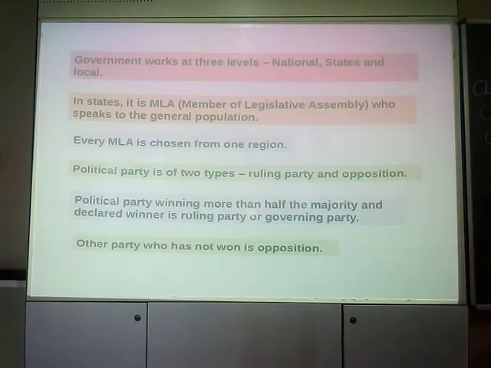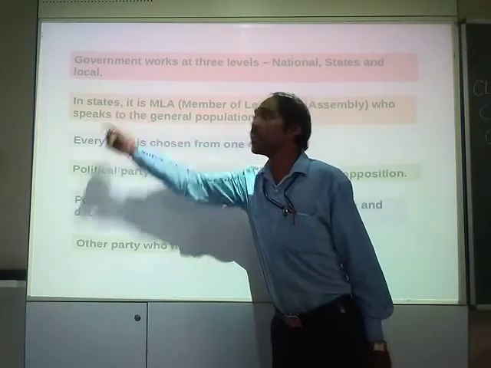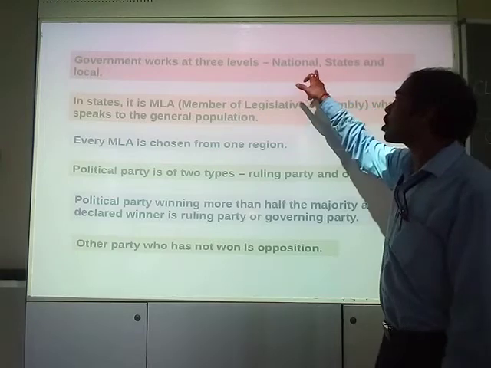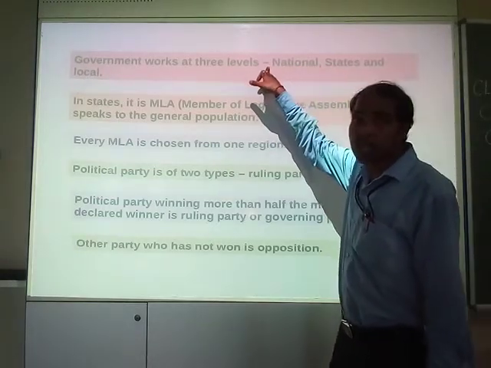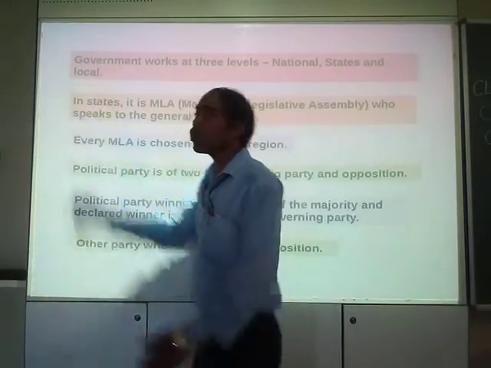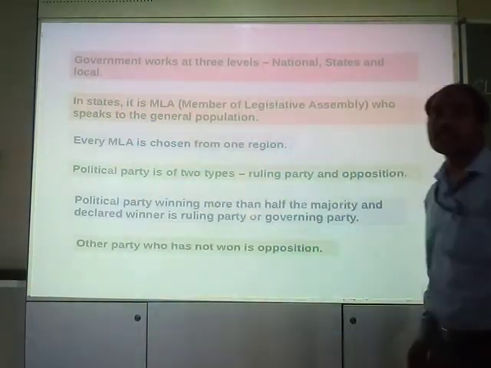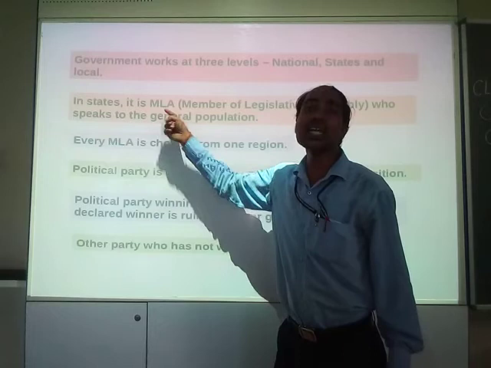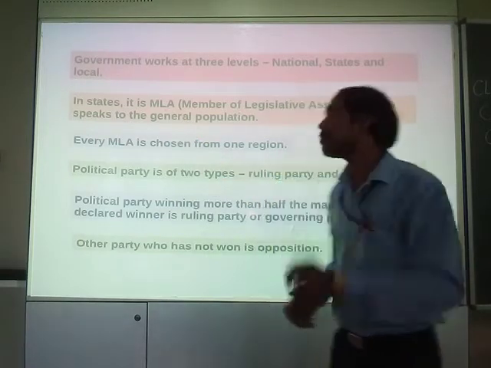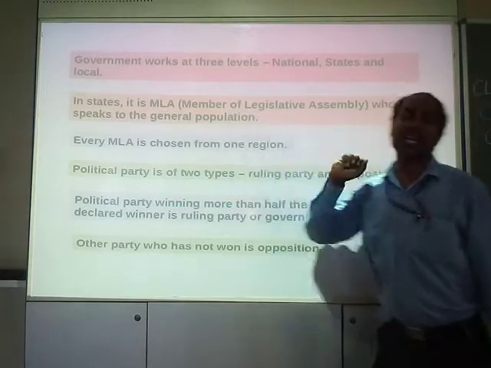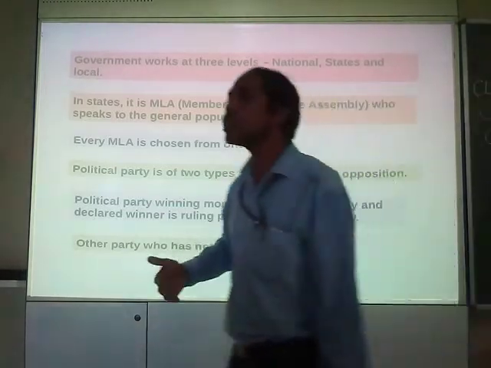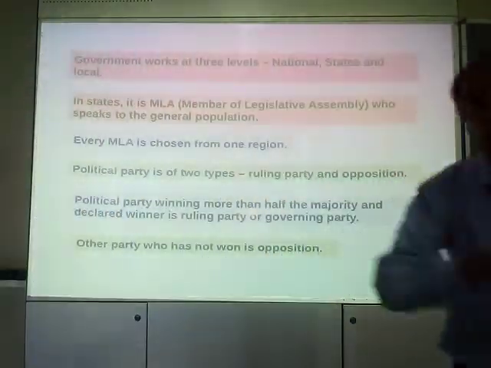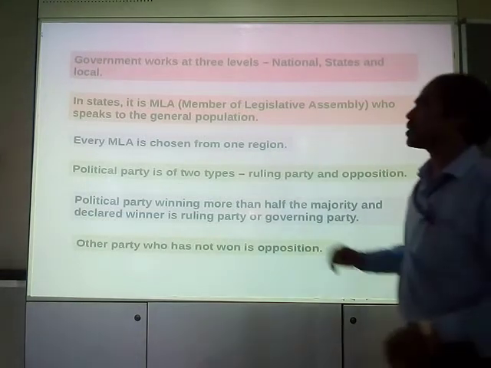Okay, clear? Yes. Now, if we are going to talk about the states, because this chapter is about the state government, we are not going to learn about national government and local government. We are going to learn about state government. So in states, it is the MLA. The full form of MLA is member of legislative assembly. It is the MLA who speaks to the general people, to the common people, to the general population.